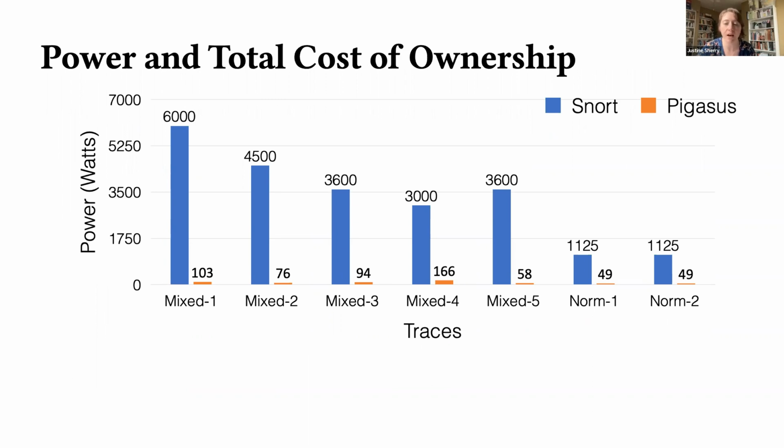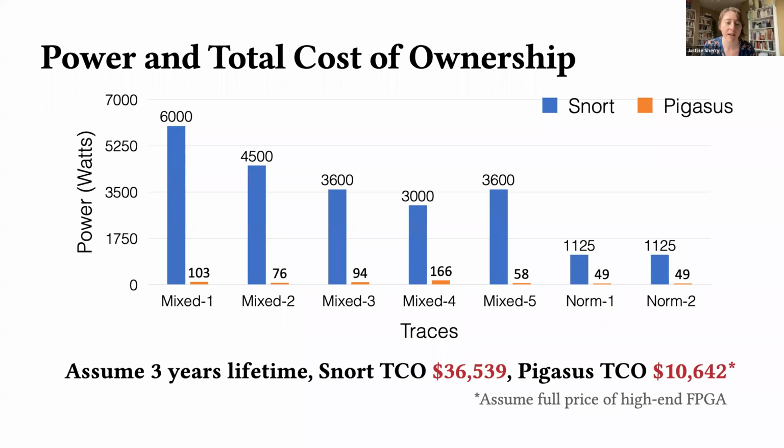We can see that Pigasus also uses about an order of magnitude, on average about 30 times less energy than an equivalent Snort deployment. And assuming a 3-year deployment lifetime and publicly available cost sheets, we think it would cost about 1/3 as much to manage a 100 gigabit line over 3 years using Pigasus.